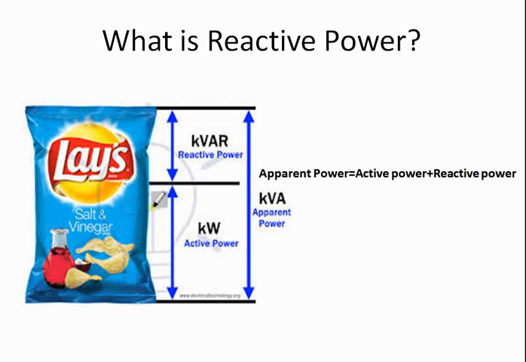Here I have taken a simple example of a Lay's packet. This packet is filled with chips and also air. The useful part means the eatable part, the chips. So we can say chips is related to the active power because active power is useful power, and air in this packet is related to the reactive power because reactive power is useless power. Hence the reactive power should be kept minimum. Now the whole packet is related to the apparent power. So apparent power is equal to active power plus reactive power.